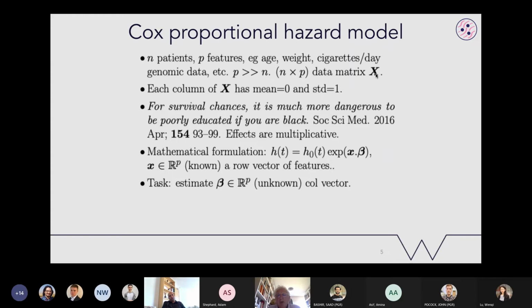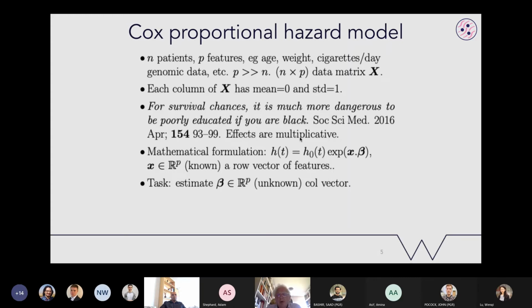To sum up, we have the usual data matrix that you get in statistics, which is the N by P data matrix. And you first have to do the standard precaution of transforming the scale of the columns so that the mean is 0 and the standard deviation is 1.